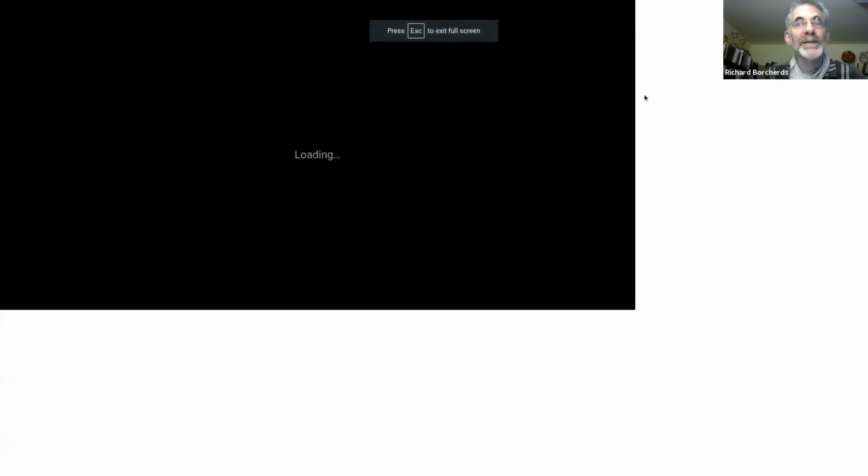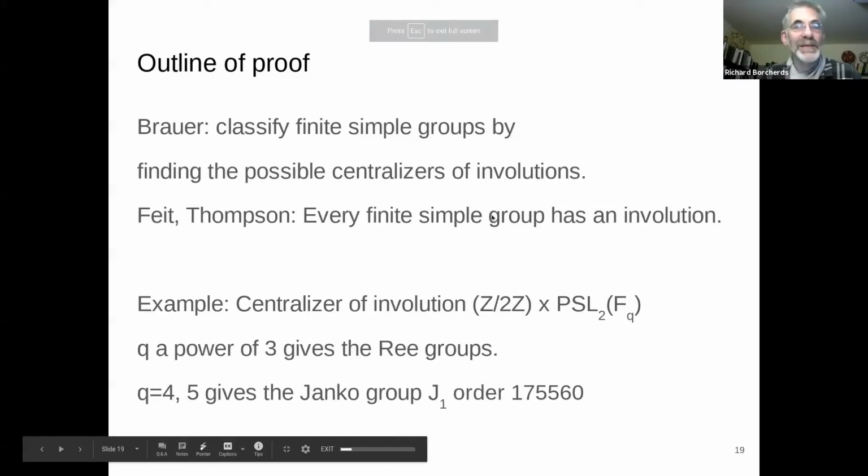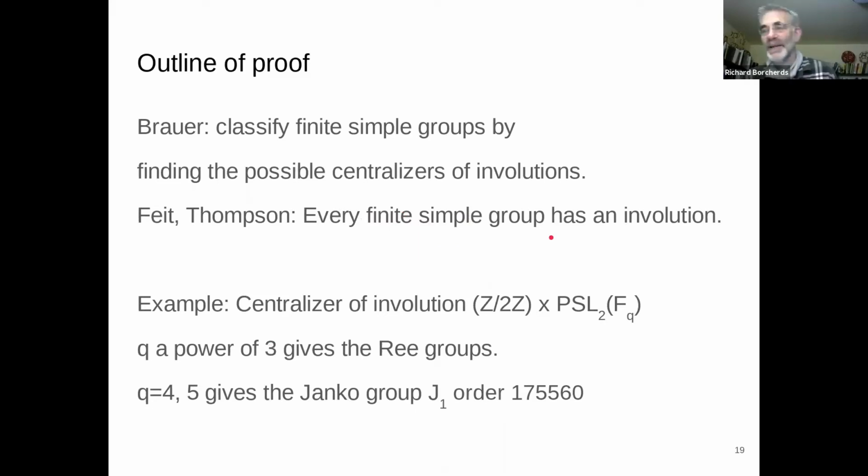So let's see if I can get back to my slides. So that is the proof by Feit and Thompson that every finite simple group has an involution, right? That is maybe 200 pages. The full proof of the classification is maybe 50 or 100 times longer than that paper by Feit and Thompson. And quite a lot of it is just as difficult and as complicated as the proof by Feit and Thompson. So we have 10 or 20,000 pages of impenetrably complicated arguments to classify the finite simple groups.